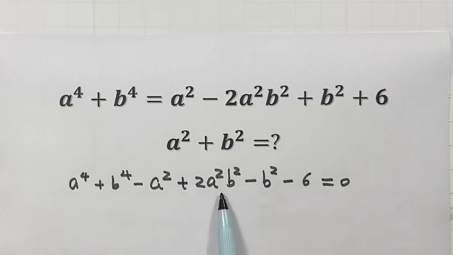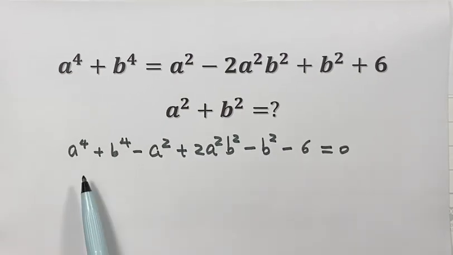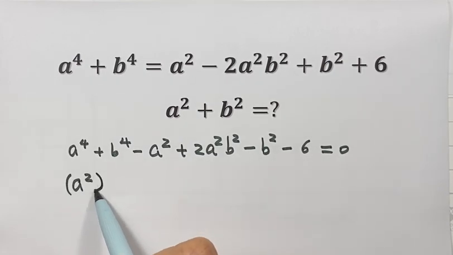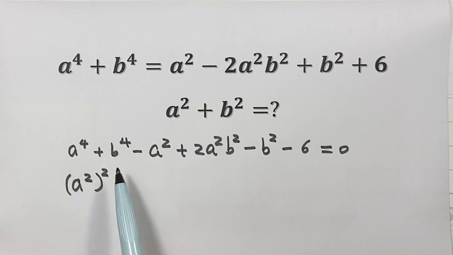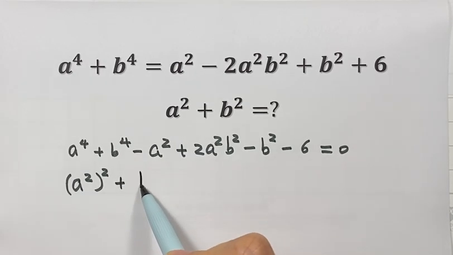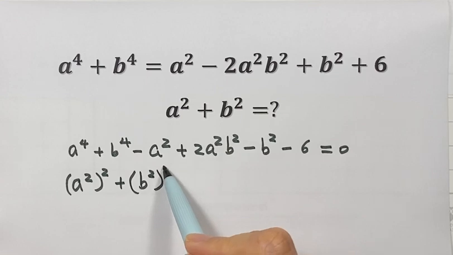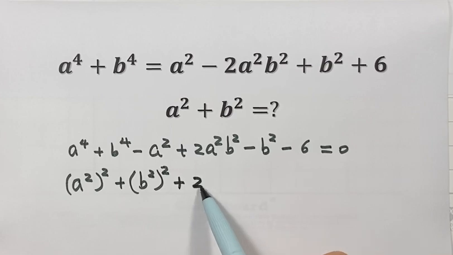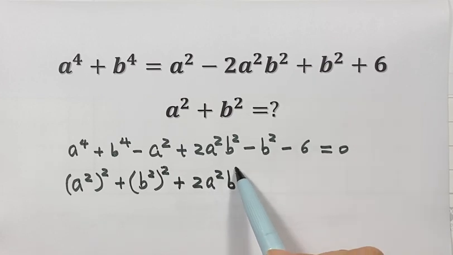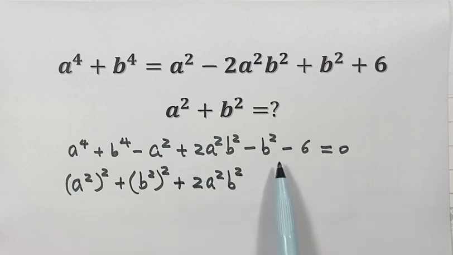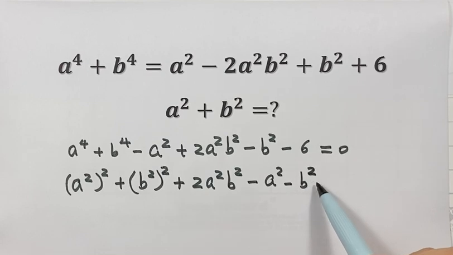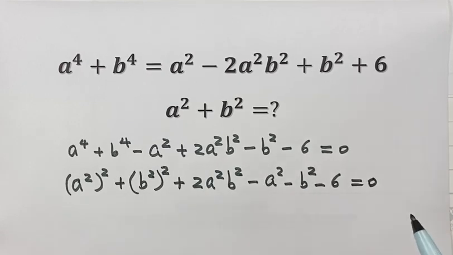Because here we have a 2a squared b squared, so we're going to rewrite a to the fourth as a squared then square, because 2 times 2 is a 4. Do the same thing for b to the fourth. So here we have b squared then square. Then copy this term, 2a squared b squared. Then copy the rest of the terms. Then minus a squared minus b squared minus 6 equals 0.